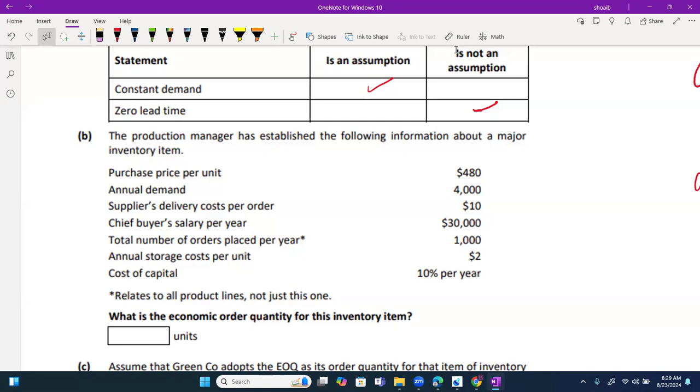First of all, if you recall the formula, 2 into annual demand, 4,000, into ordering cost per unit. The items are supplier delivery cost, chief buyer salary, annual storage cost, cost of capital. So annual demand is known. Supplier delivery cost is the ordering cost.